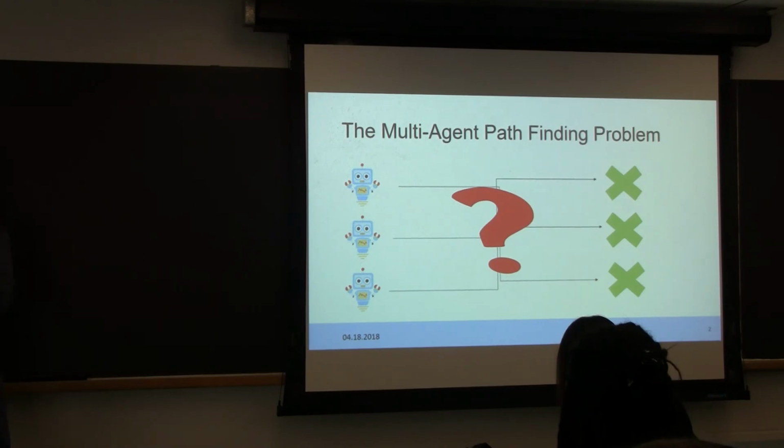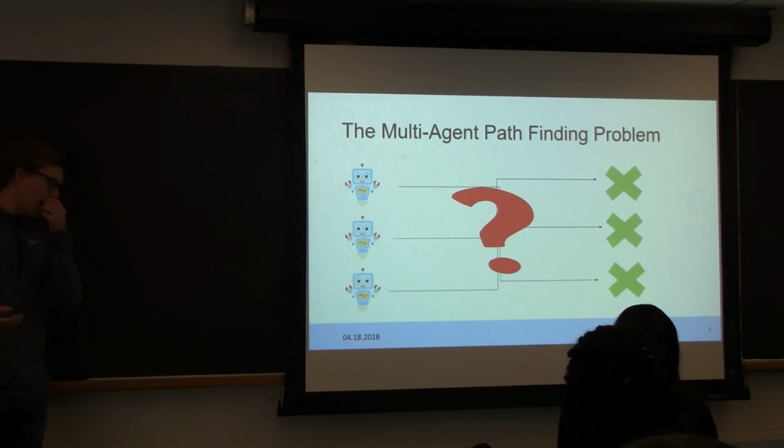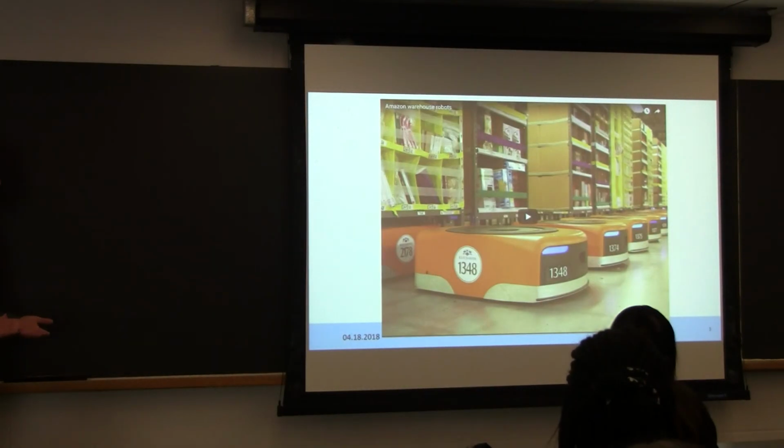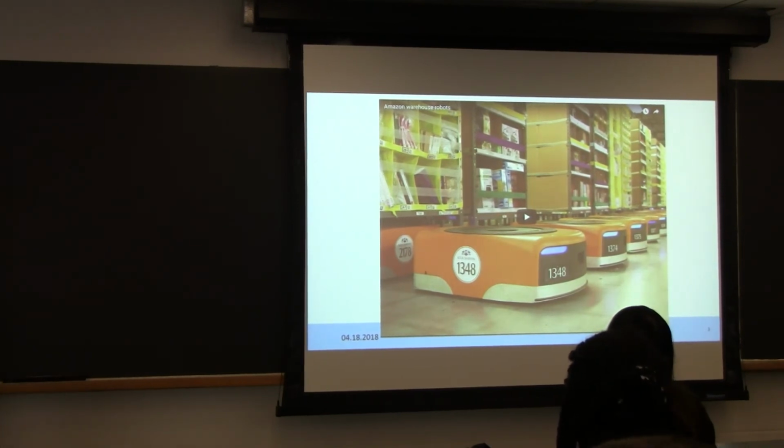But given that we have a problem, the question is then, why do we actually want to solve this? I'm going to try to give the intuition for why this problem is important by showing a couple of videos. The first video here is from Amazon Robotics. Many of you have probably seen it before, and I'm just going to start the video so we can have a look.